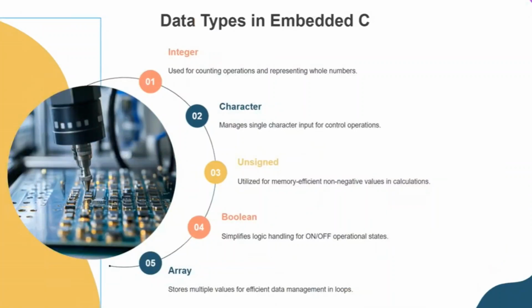Next, data types in embedded C. There are many types of data types in embedded C, and a few are mentioned here. First one is integer, which helps for counting operations, and second one is character, which helps for character input for control operation. Next data type is unsigned for non-negative values in calculations, and fourth one is Boolean data types, which is true or false in embedded C and helps for on or off operation states. And fifth one is array, which helps to store multiple values for efficient data management in loops.